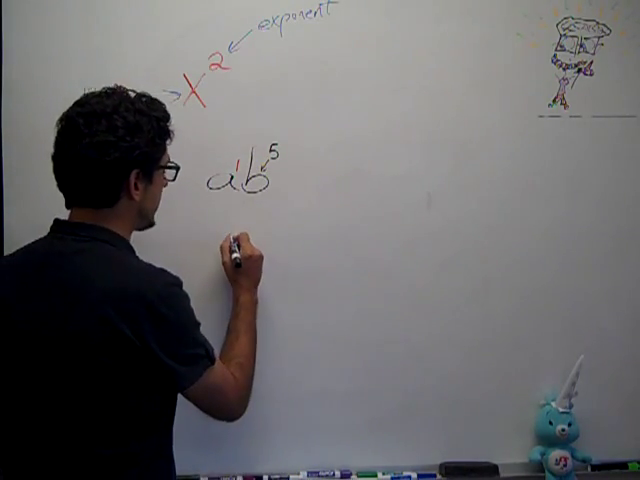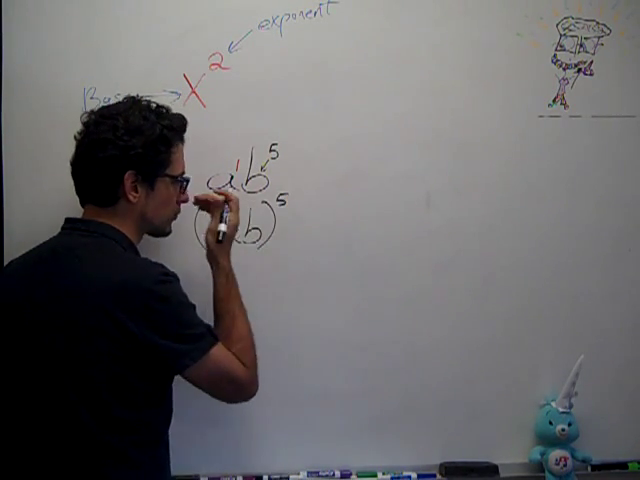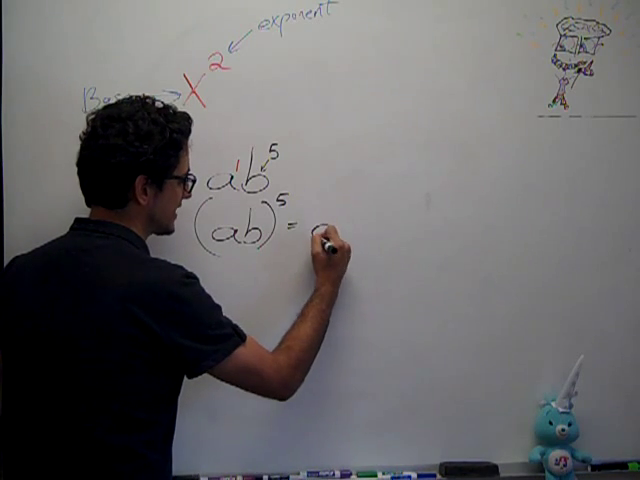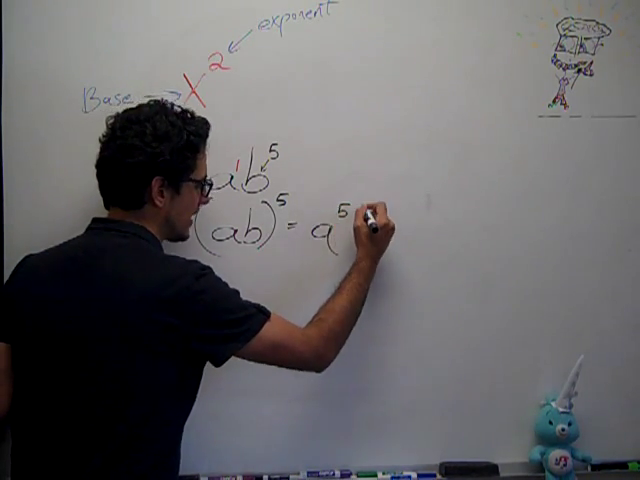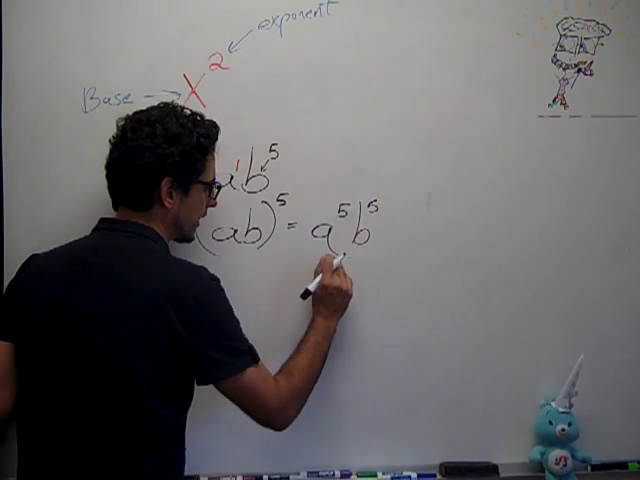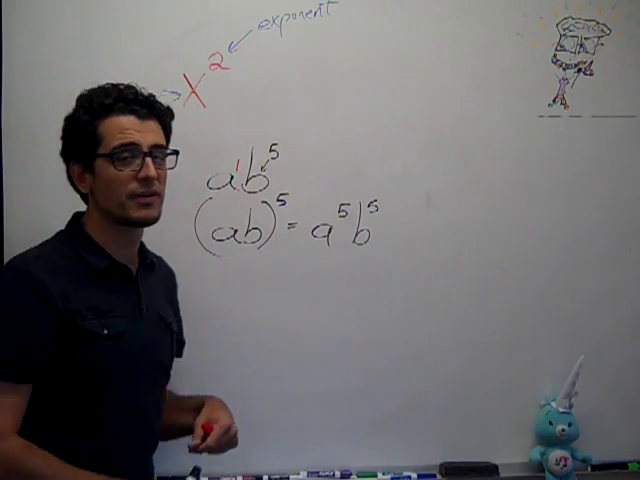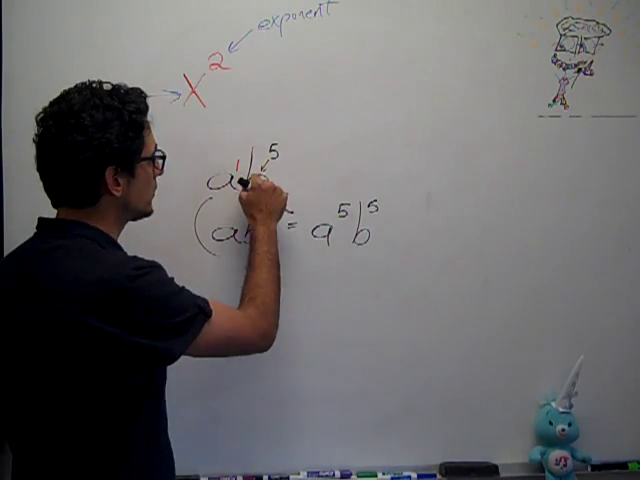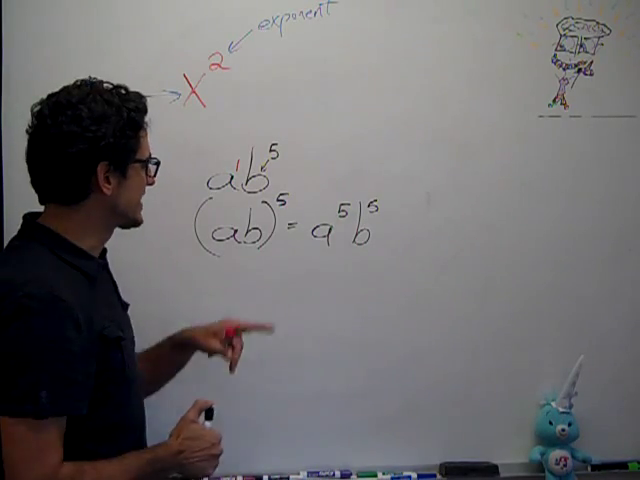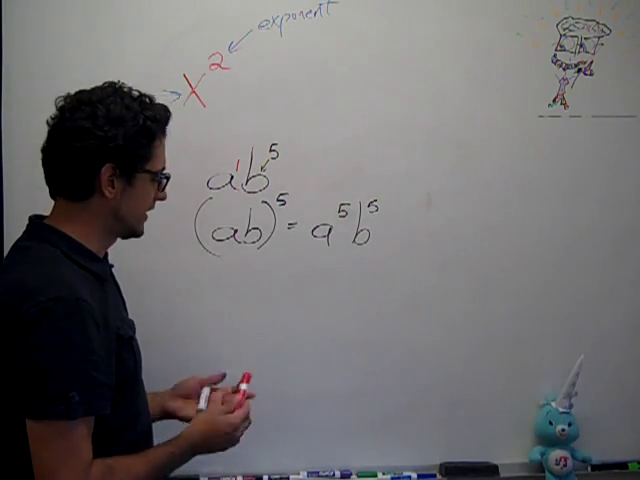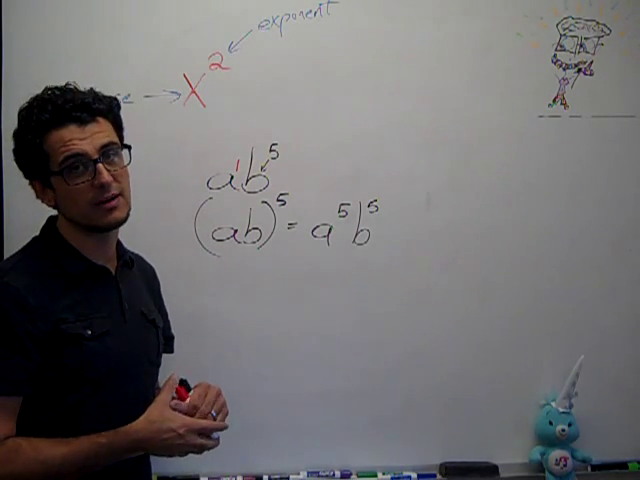Now, if I had written it this way, (ab) to the 5th power, well, guess what? That would be equivalent to a to the 5th and b to the 5th. That would be this case. But when I don't have parentheses around it, the 5 only relates to the thing that it's closest to, which in this case is the b, and a is to the first power. So that is a basic idea of what exponents are.